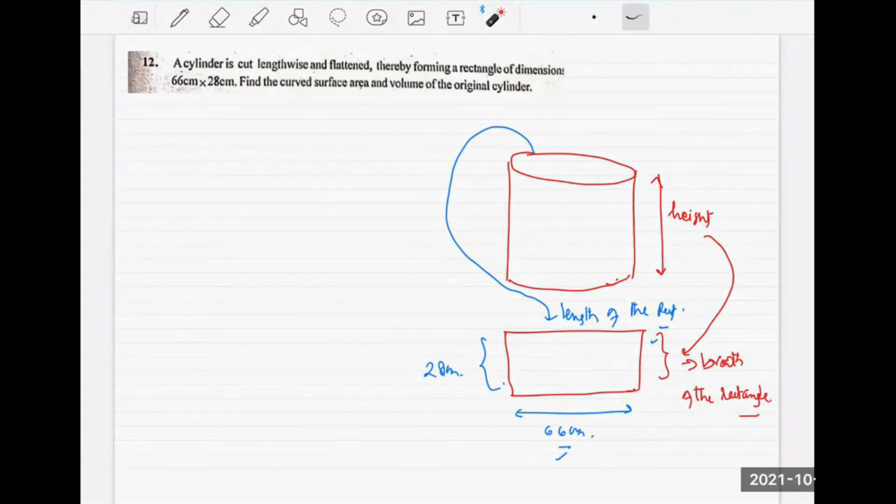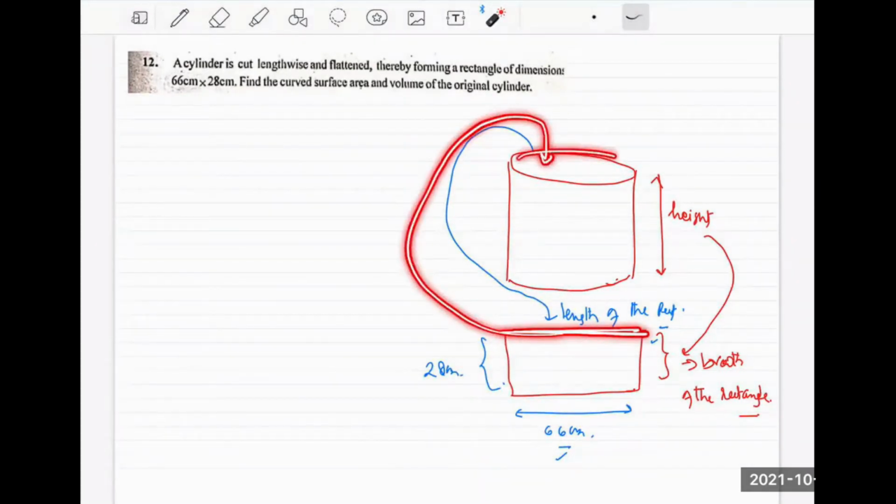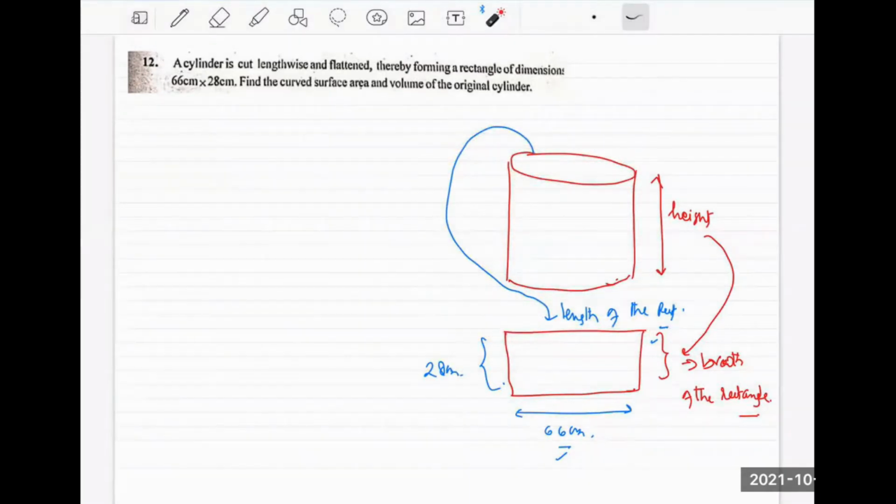How to find it out? Look, this breadth is the height. What about the length of the rectangle? The length of the rectangle will be equal to the circumference of the cylinder. From these two clues, you can find the radius and height of the cylinder. We need only the radius and height in order to find the curved surface area and the volume, isn't it? So we can find the radius and height from those two clues, and then we can find the CSA and volume.